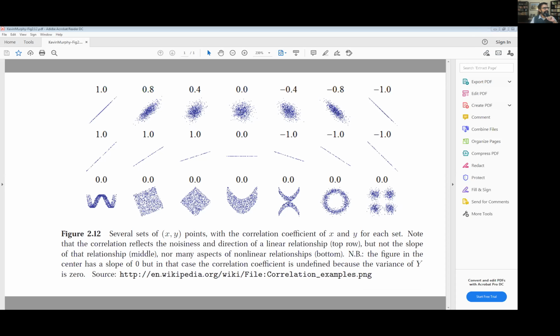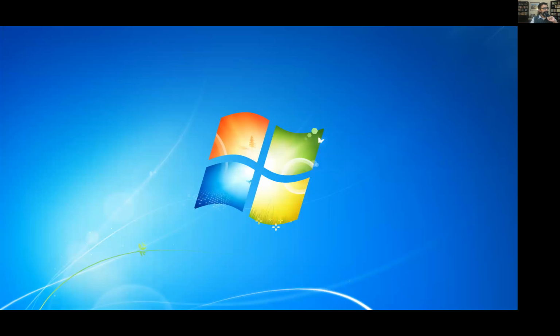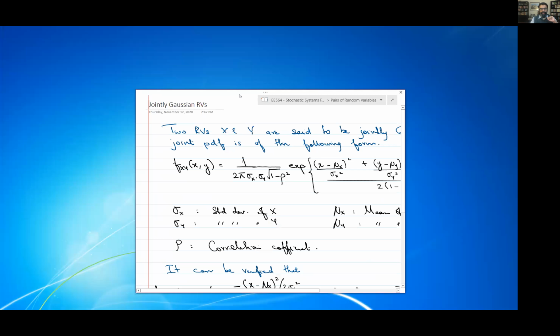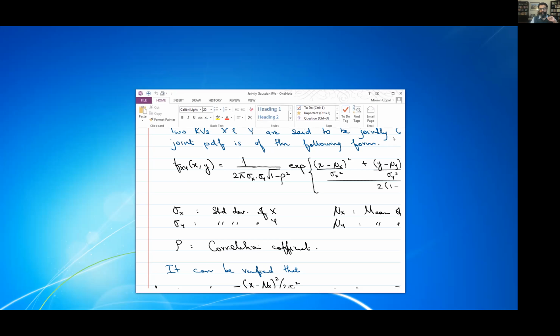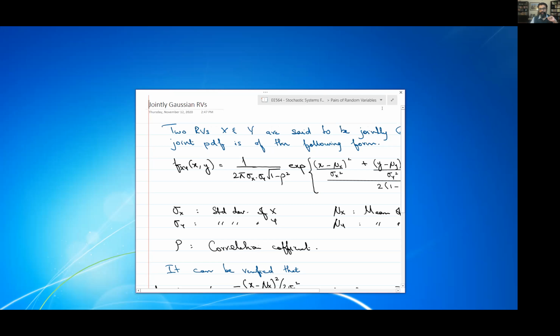Okay, let's see. Now what I want to do is go back to jointly Gaussian random variables, which is actually where we ended. And I said I'm going to come back to this, and I'm keeping to my promise.